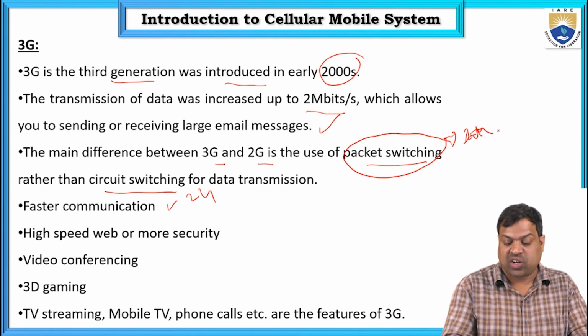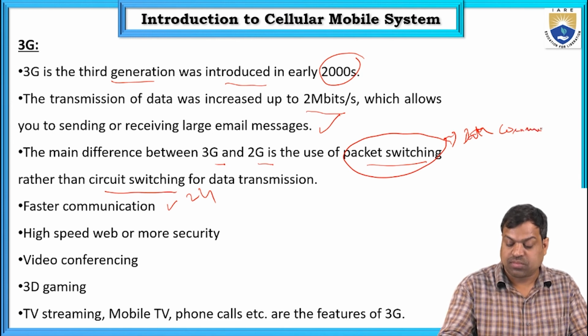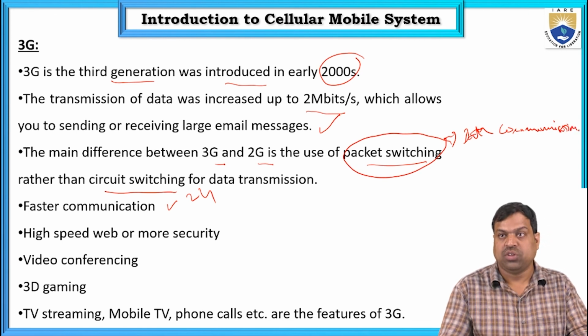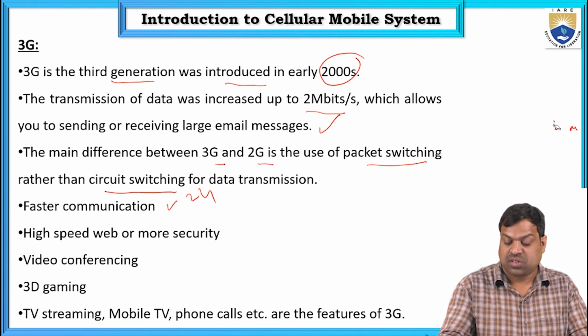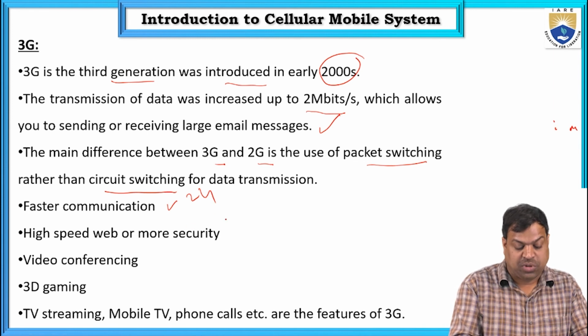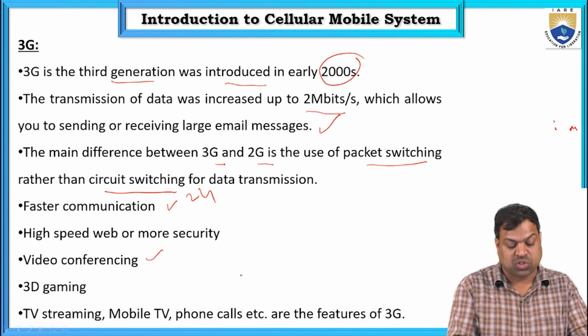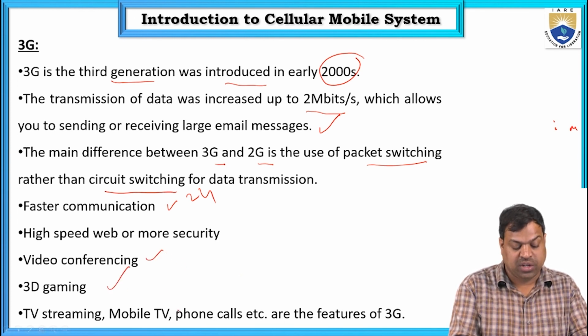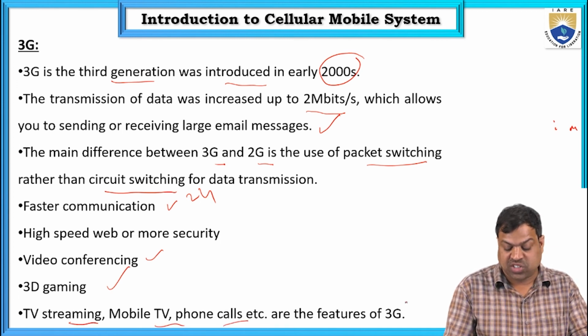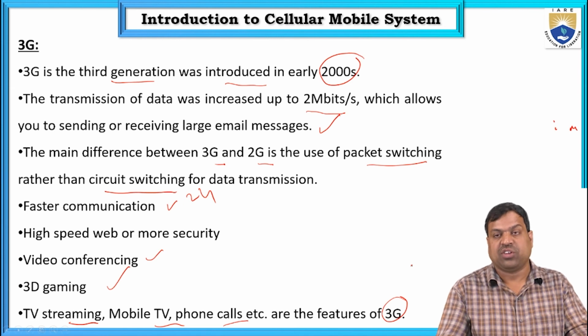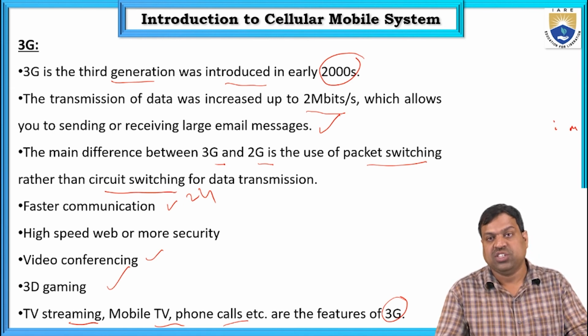Faster communication is possible. Why? Because data communication is possible. High speed web and more security are there, and video conferencing. Video conferencing is possible in this technology, and 3D gaming, TV streaming, mobile TV, and phone calls are the features of 3G. The present navigation technology we are using is under 3G only.